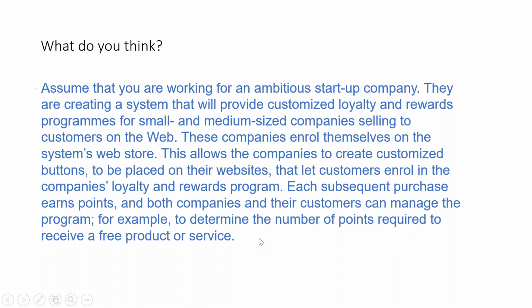So if I'm an e-commerce company, I will go to your company and web store, I'll pay money and put a button there, and somebody clicks that button, it will redirect to my website. There I can do my whole enrollment process and manage that whole process with my customers.